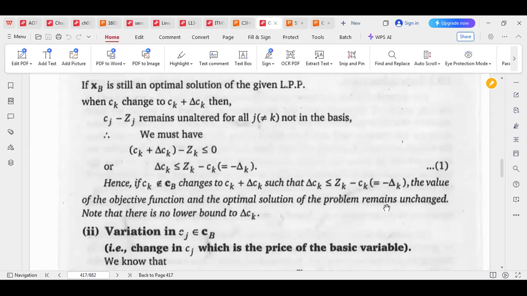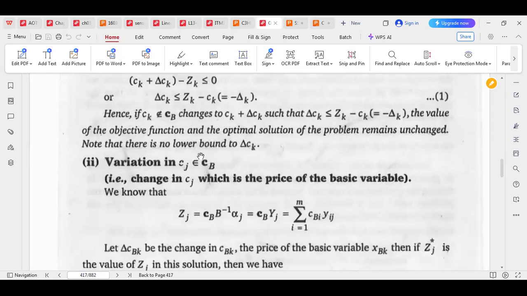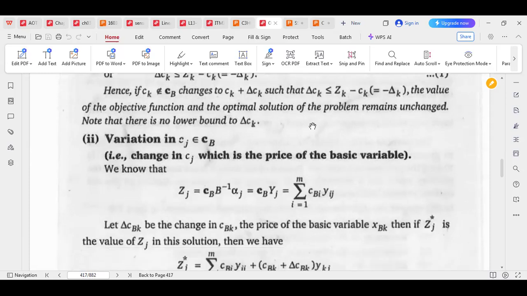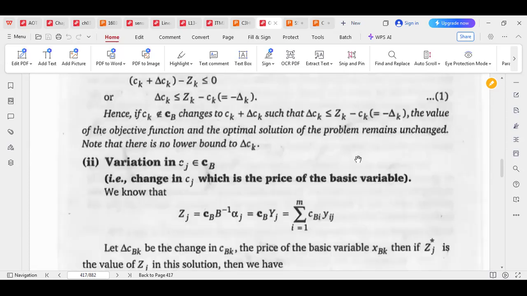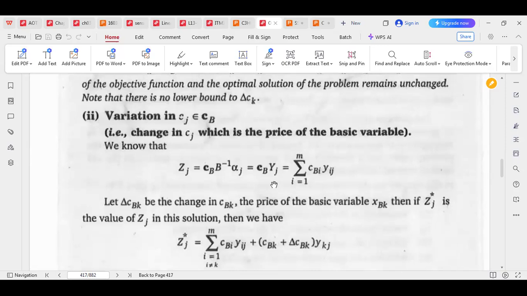unchanged for this case. Now another case, variations in Cj, the elements of the cost vector. That means change in Cj, which is the price of the basic variable. And in our previous one, not in the basic variable. So these are the two cases for changing the cost vector.